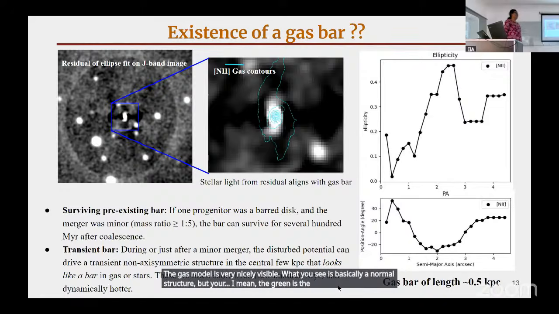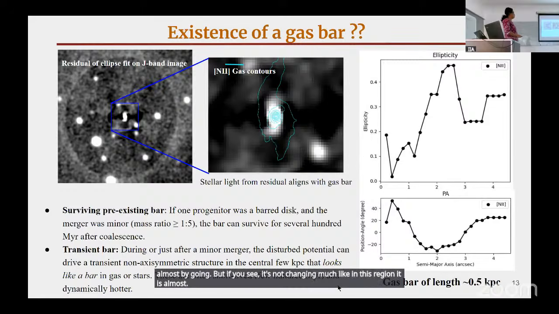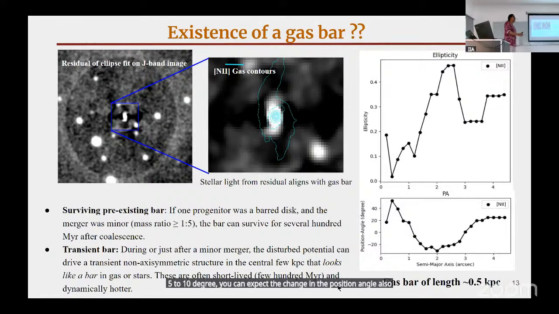The structure that you see is basically an oval structure, but the beauty of it is the bar. The position angle is quite constant within the bar. Ellipticity is almost going to 0.5, it's not that small. If you have a bar there, of course your position angle will not change much. Here it's not changing much; in this region it is almost 5 degrees or so. Otherwise, 5 to 10 degrees, you can expect a change in the position angle also.